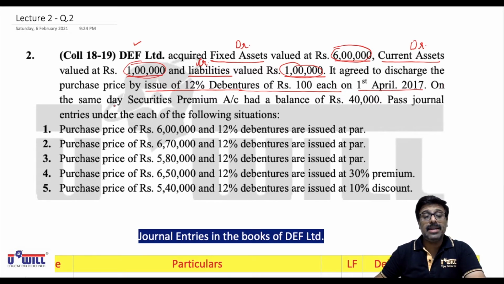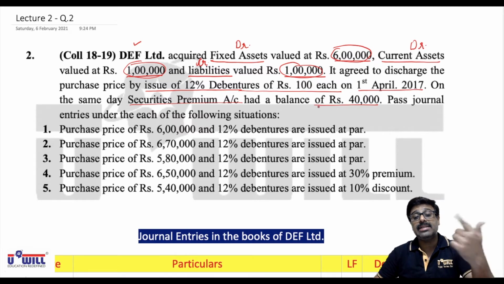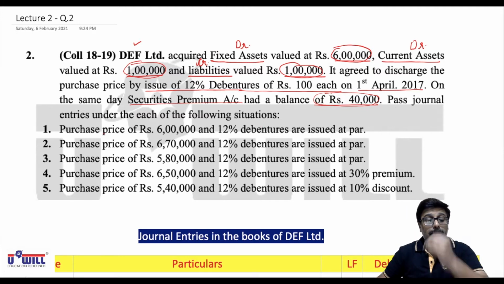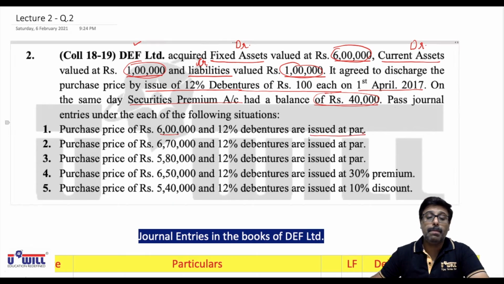On the same day, securities premium account had a balance of rupees 40,000. So this securities premium will be used in writing off that discount amount. Okay, securities premium will be used in writing off the amount of discount. Pass journal entries under each of the following situations. So first, purchase price is 6 lakhs and 12% debentures are issued at par.